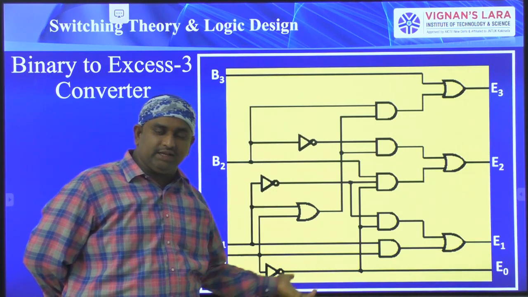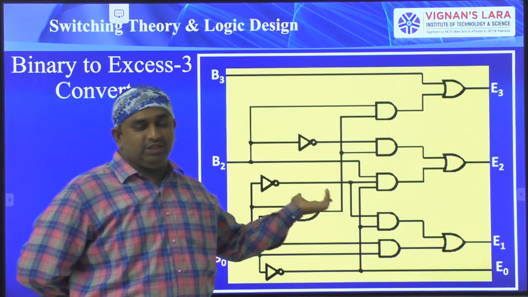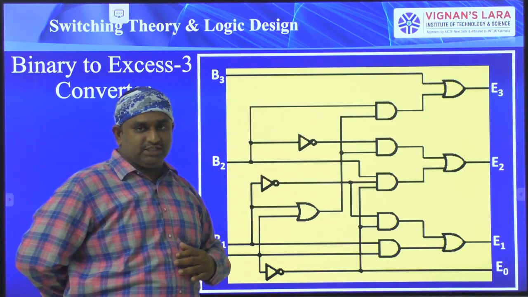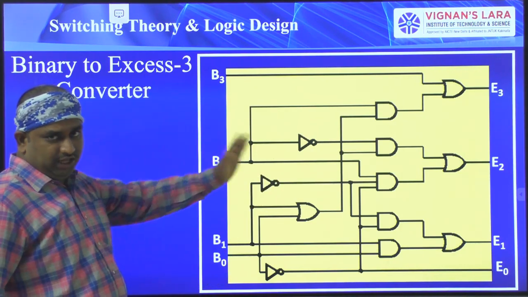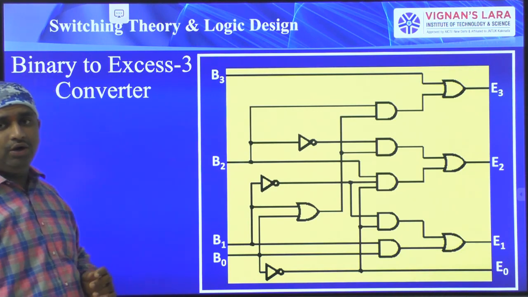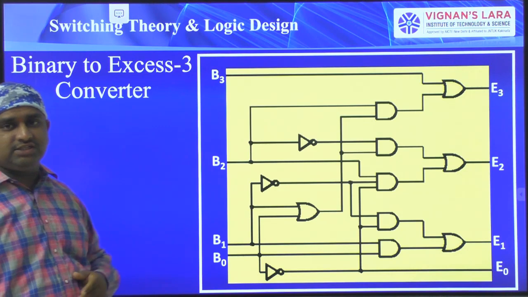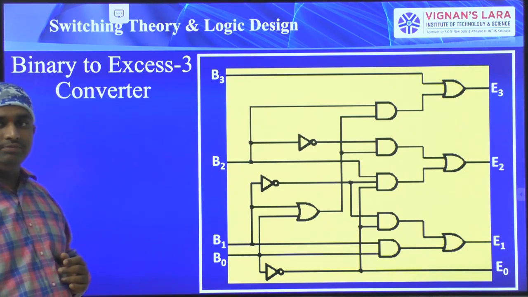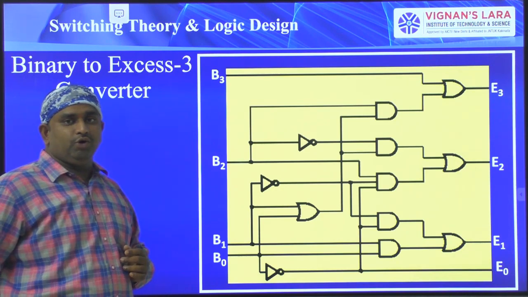For that, you have to design the diagram. But this diagram is representing the conversion of binary information into excess information. So this is the logical diagram. This is the logical diagram we have drawn for the binary to excess conversion process. Okay, everyone note it down.